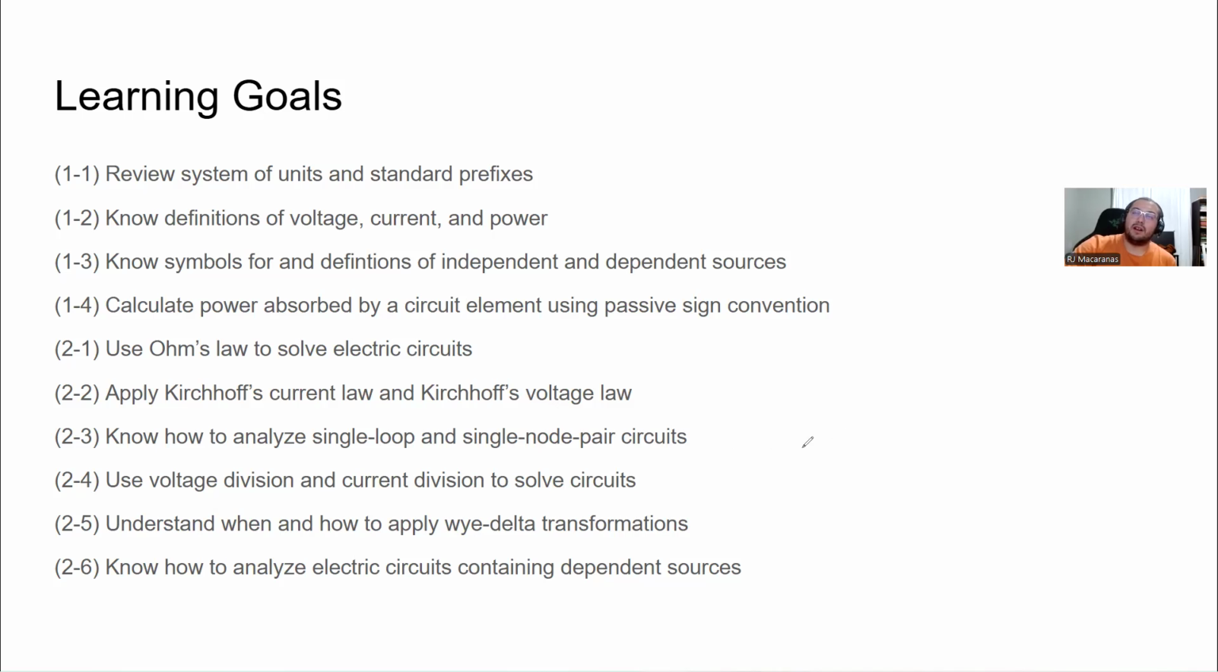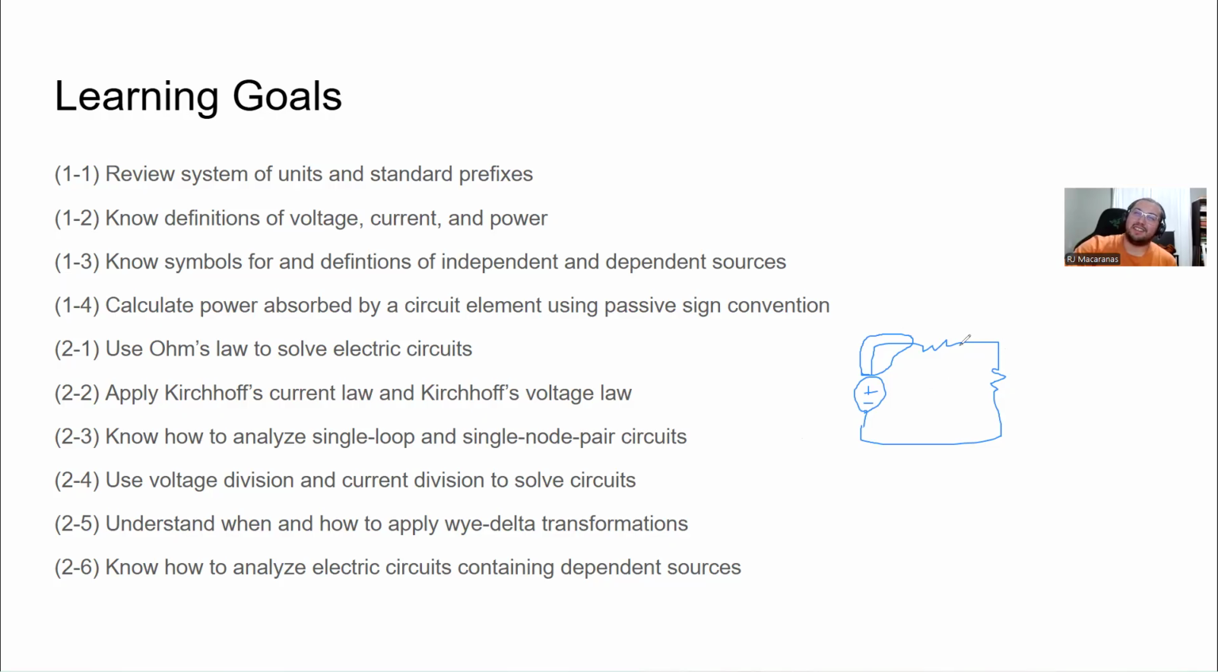And then single node pair. We also talked about the idea of a node as just being that connection between elements, right? For example, if I have a voltage source and maybe a resistor, so this is a single loop circuit. The junction where two or more elements meet together is a node, right? So this is a node.